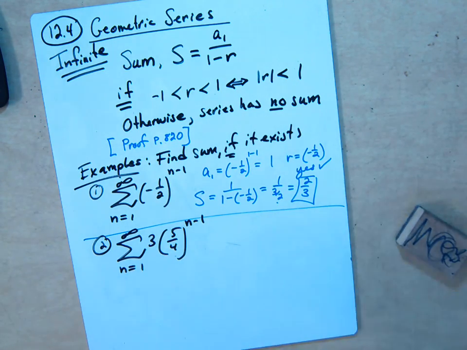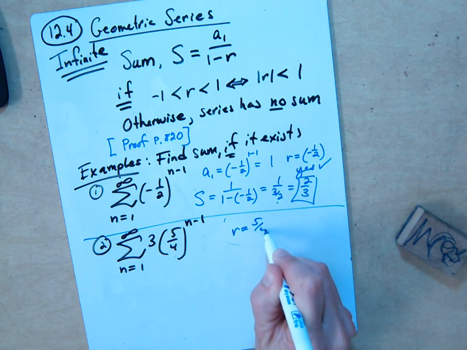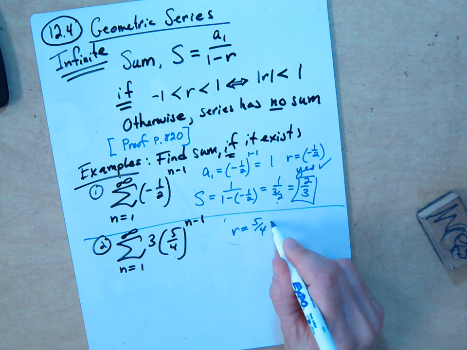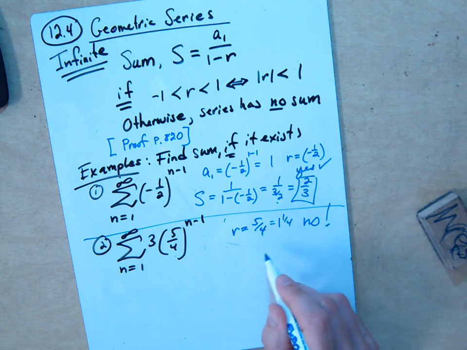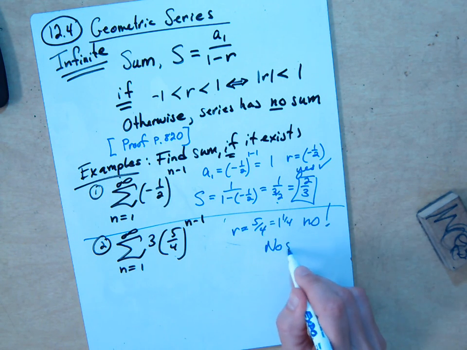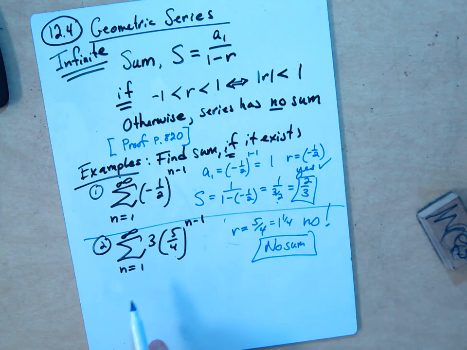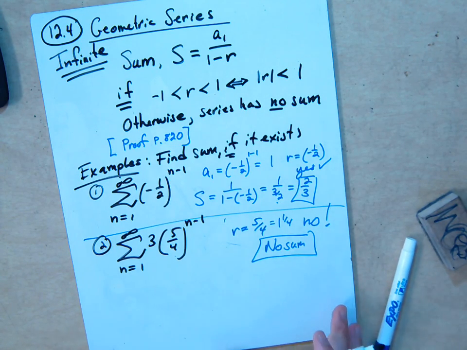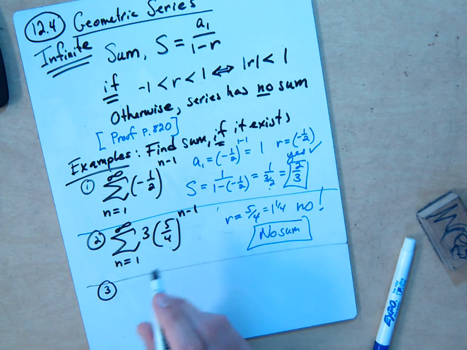Yeah, is 5/4 between negative 1 and 1? Well, 5/4 is 1 and 1/4. It is not. So no. And you would stop right there and you're just going to say no sum exists. Okay? If you were to start writing these out and took the partial sums and added, you would see you would either get infinity or negative infinity. Done. Number 3. Last one.